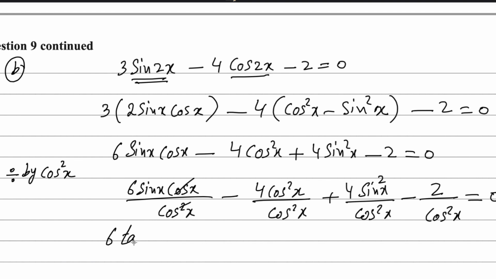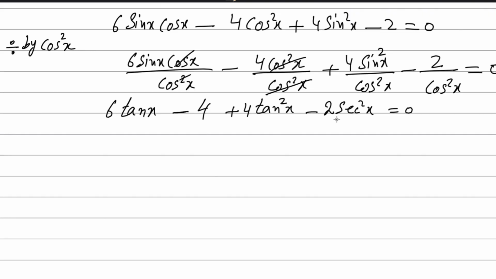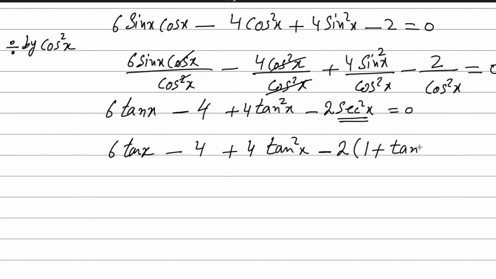6 tan x, minus 4 since the cosine square is cancelled out, and sine square over cosine square is tan square. So it will be 4 tan square x minus 2 secant square x equals to 0. We know the formula for secant square. We will replace that formula in terms of tan. 6 tan x minus 4 plus 4 tan square x minus 2 into the formula of secant square, which is 1 plus tan square x, equals to 0.